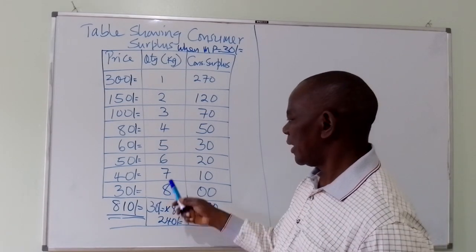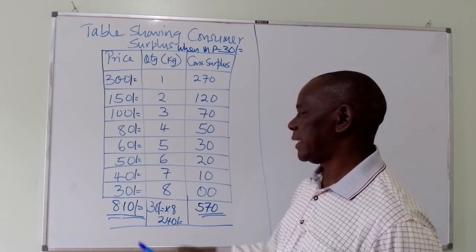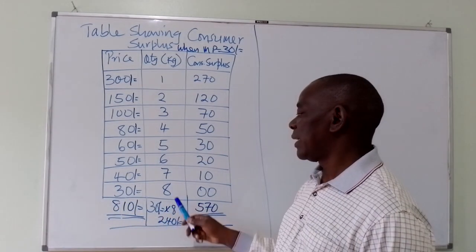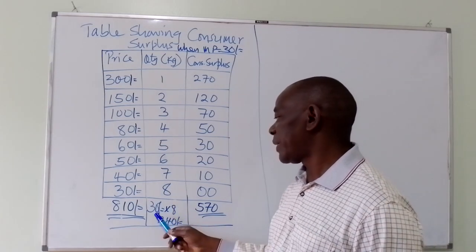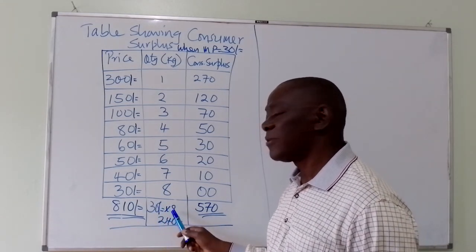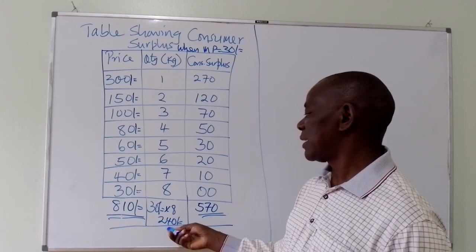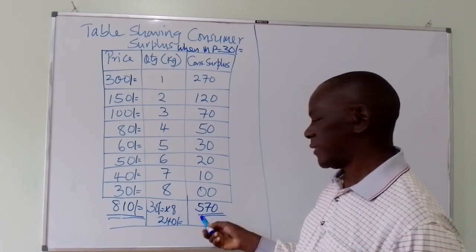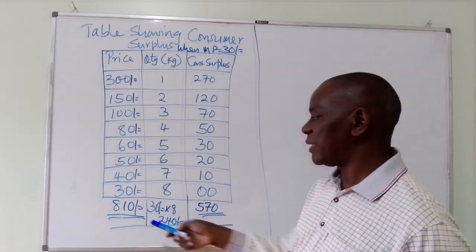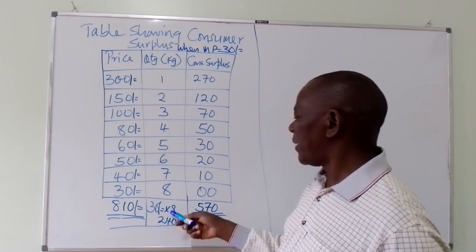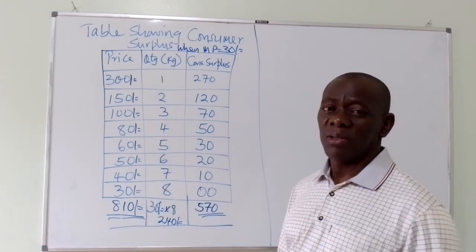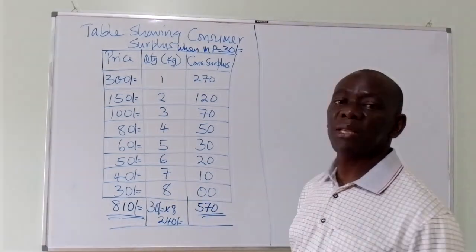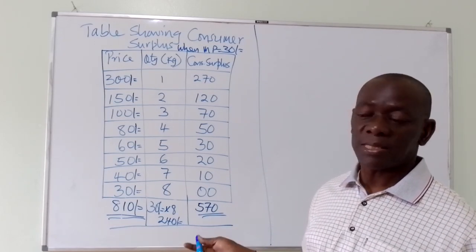So he's buying 8 units where he budgeted to spend 810, but when he gets to the market price, he's spending 30 times 8, so his total expenditure is 240, making a surplus. So if he went to the market with the 810, after buying his 8 kilograms of sugar, he's now finding 570 as his surplus.